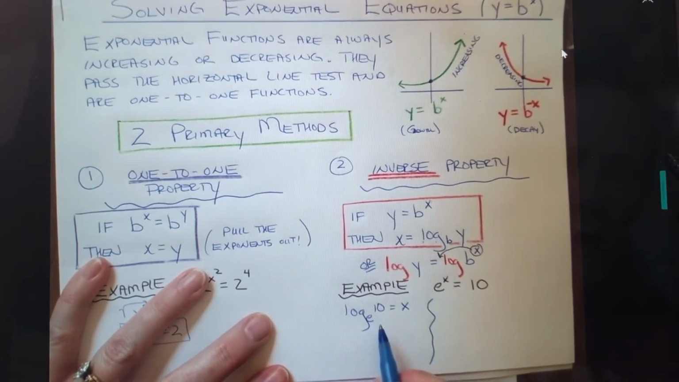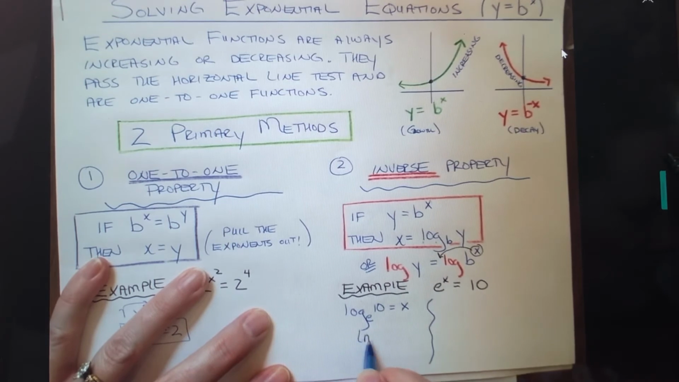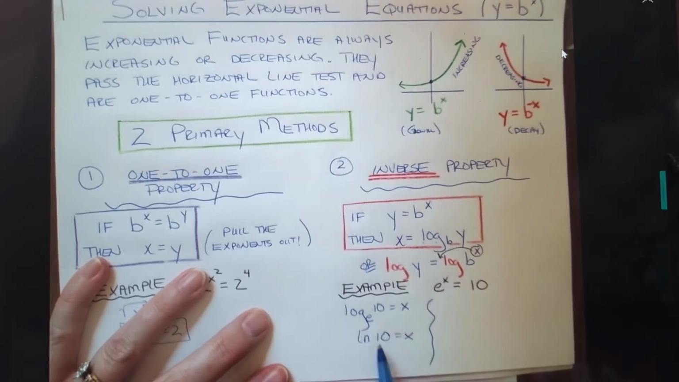If you do know your log rules, however, you'll remember that for log base e, there's a better way to write that. That's actually called the natural log. And so x is the natural log of 10. If my instructor wanted me to write that as a decimal, I could then go do that in my calculator and present it that way.